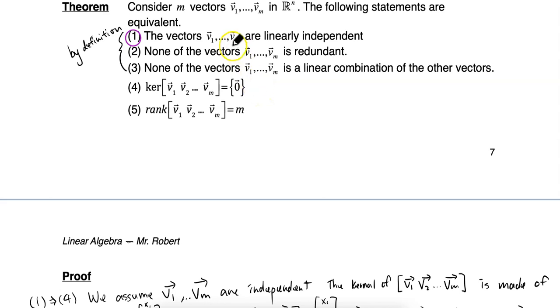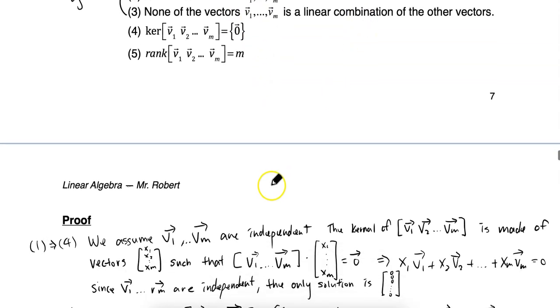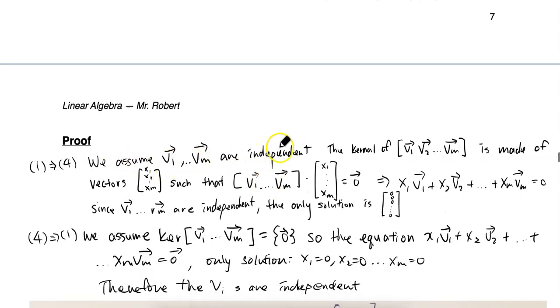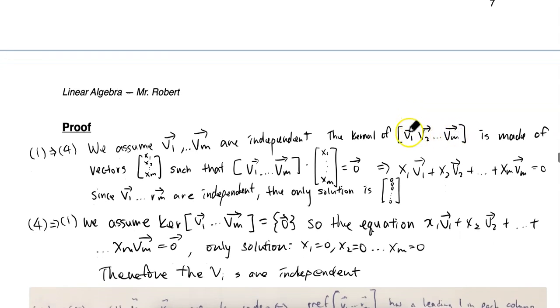This means we are assuming V1 through Vm are linearly independent. The kernel of the matrix we could form with these vectors is made of all vectors such that V1 through Vm times x1 through xm is 0. That's the definition of the kernel. If we actually proceed to making this multiplication, we get x1 times v1 plus x2 times v2 all the way to xm times vm. So how could we solve this equation?